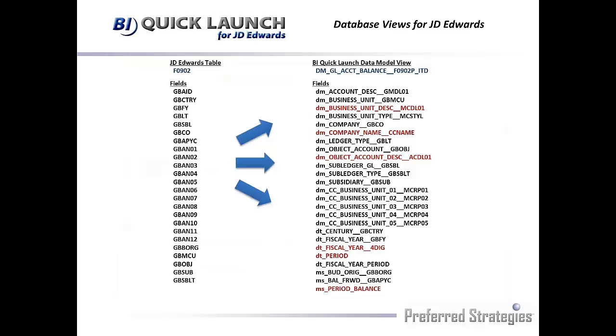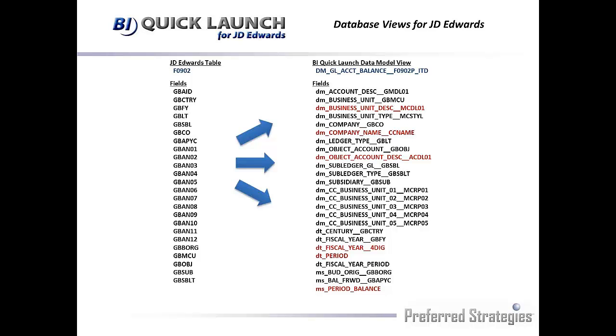So the views: if you were to connect right at the raw tables in JDE, the table on the left here is an example, let's say the F0902 table, your account balance file. You'll see a lot of the cryptic field names there. You're storing one record by year, and then each month, or period, is a different column in the table.